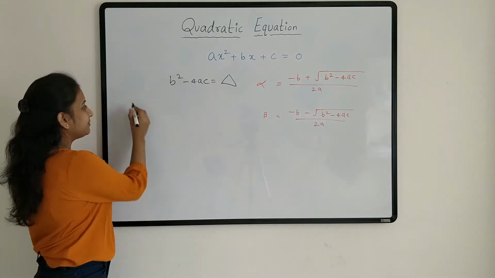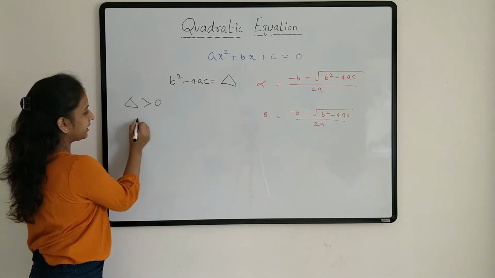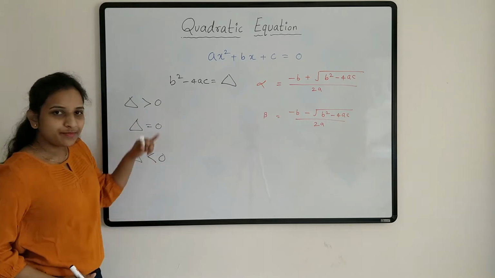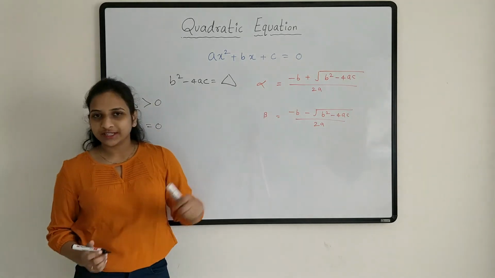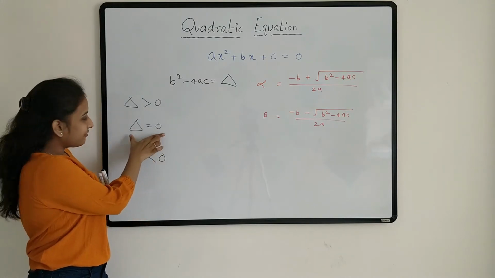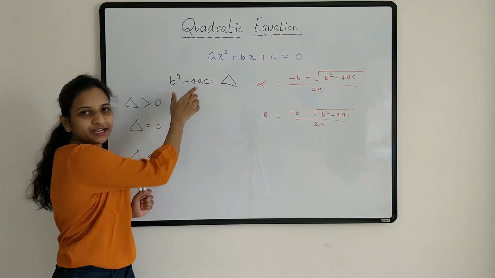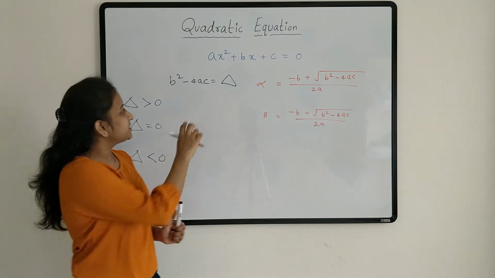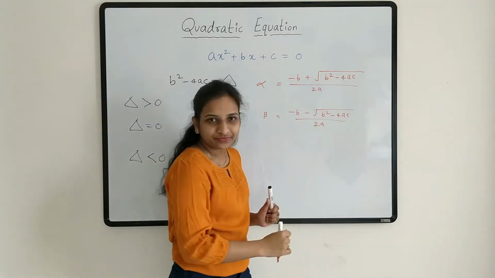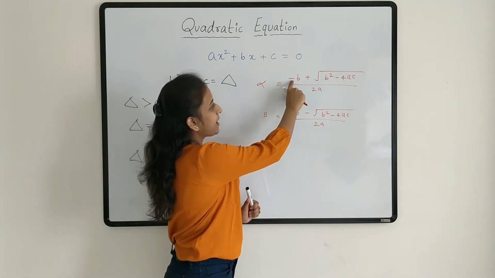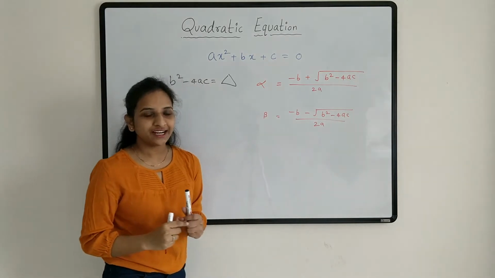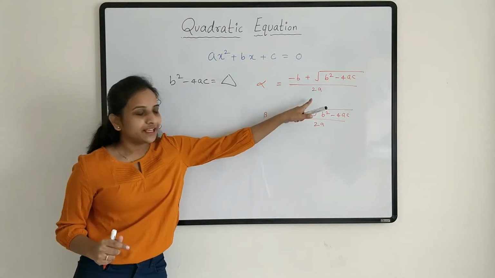Now, delta can be positive, delta can be 0 or delta can be negative. Based on this, we can decide the roots are real or not. Let's find it out. Let's say for delta is 0, discriminant is 0. Means b square minus 4ac, this square root term is 0. So both the roots are minus b by 2a, minus b by 2a. So both the roots are equal and real.